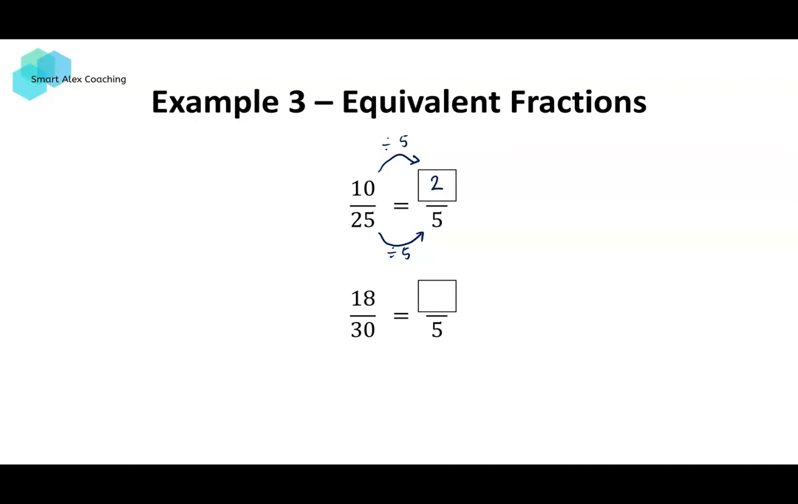18 over 30. 30 divided by 6 is going to give me 5. Therefore, I divide 18 by 6 also, which will give me 3. So we've got 18 over 30 is equal to 3/5.